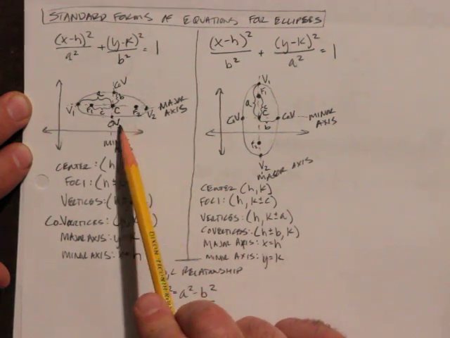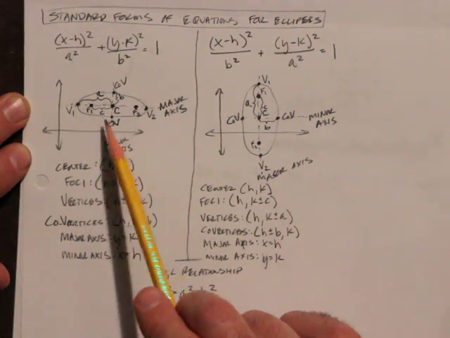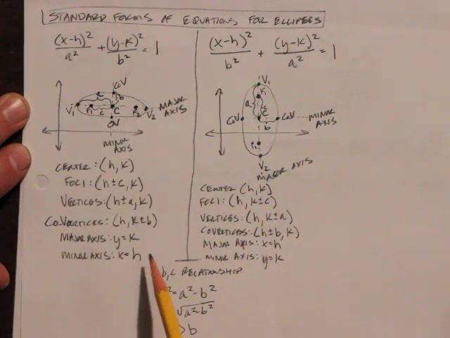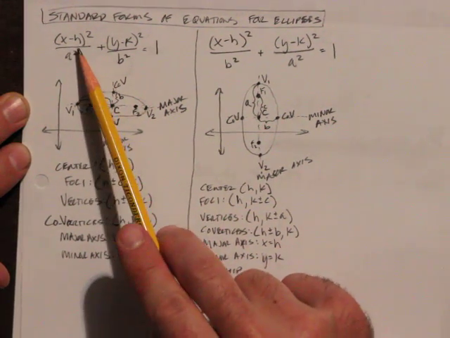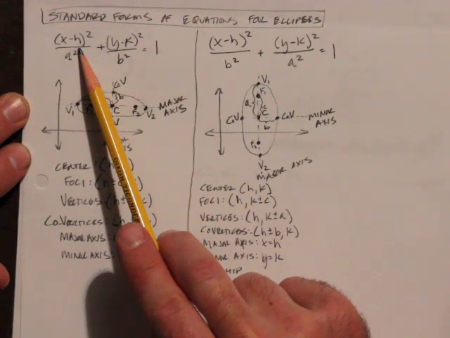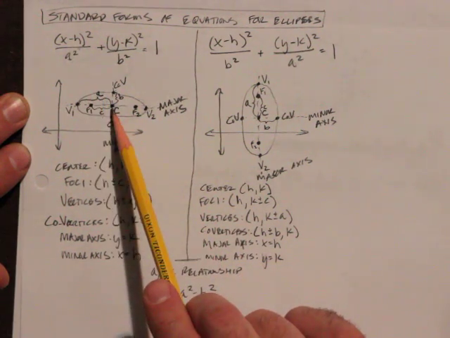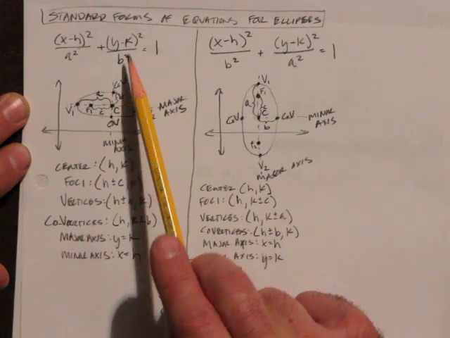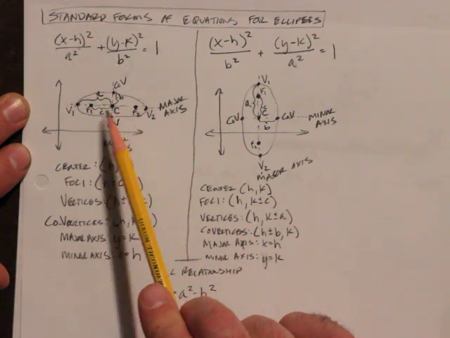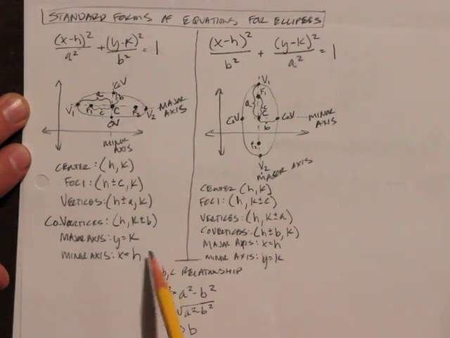All right, did I talk about each thing? Major vertex, minor vertex, vertices, co-vertices. Okay, good. Now, h is the x value of the center. k is the y value of the center. And I think that is everything here.